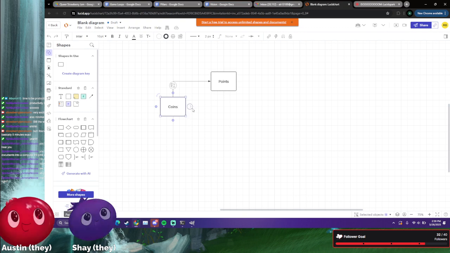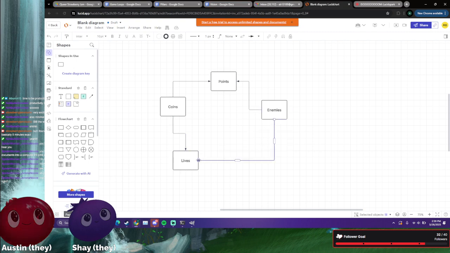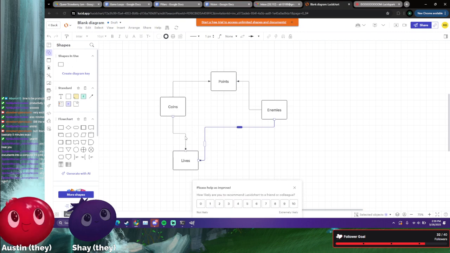One way you get points is through coins. Another way you get points is through killing enemies. Another resource in the game is lives. You get lives by getting more coins, and you also get lives by killing enemies. Jumping on an enemy 8 times or whatever gives you a new life.